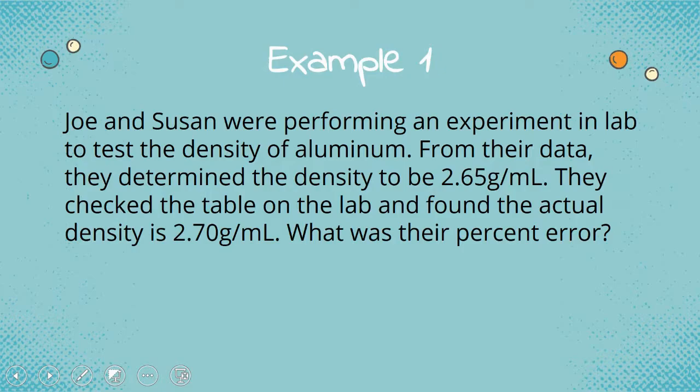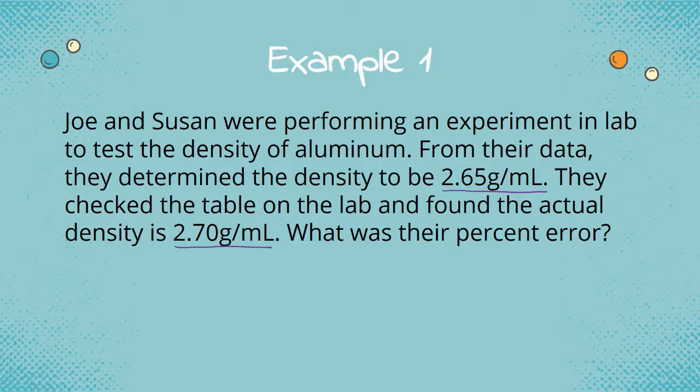Joe and Susan are performing an experiment in the lab to test the density of aluminum. From their data, they determined the density to be 2.65 grams per milliliter. I'm going to underline that because I see a number. I'm probably going to use that later. They checked the table on the lab and they found the actual density is 2.7 grams per milliliter. So what is their percent error?